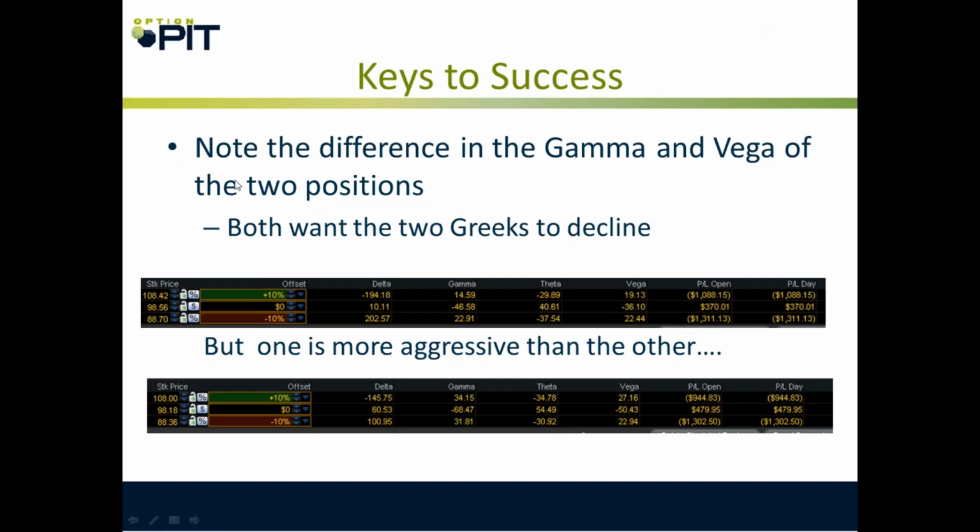So note the differences in the gamma and the vega of the two positions. Both want the two Greeks to decline, but one is much more aggressive. All right, as time passes, my butterfly gets super aggressive with volatility. My condor actually gets less sensitive.